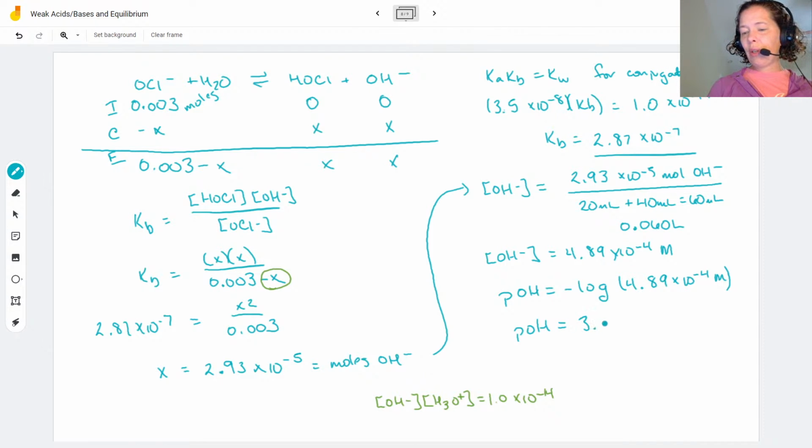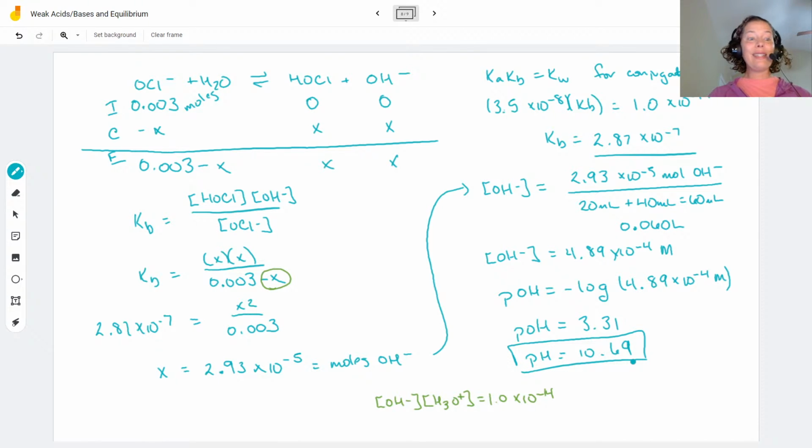Okay, so my pOH is 3.31, which means my pH is 10.69. Okay, so does it make sense to have a pH that is above 7? Yes, because I have a base in solution. Granted, it's a weak base, but I have a base in solution. So you can see the difference in pH between having the equivalence point for a strong acid and a strong base, where your pH is 7, and here we have a strong base but a weak acid. And just having this conjugate base here pulls the pH up quite a bit.